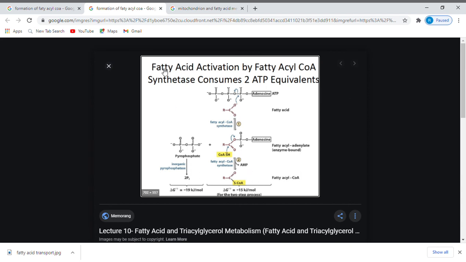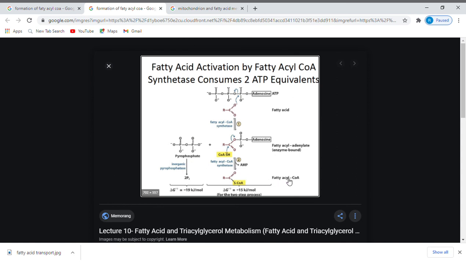Fatty acid activation by fatty acyl coenzyme A synthetase consumes 2 ATP equivalents. This enzyme is called fatty acyl coenzyme A synthetase. Why is it consuming 2 ATP equivalents while we see here only 1? Because 2 high energy bonds of the ATP are consumed during the formation of fatty acyl coenzyme A.